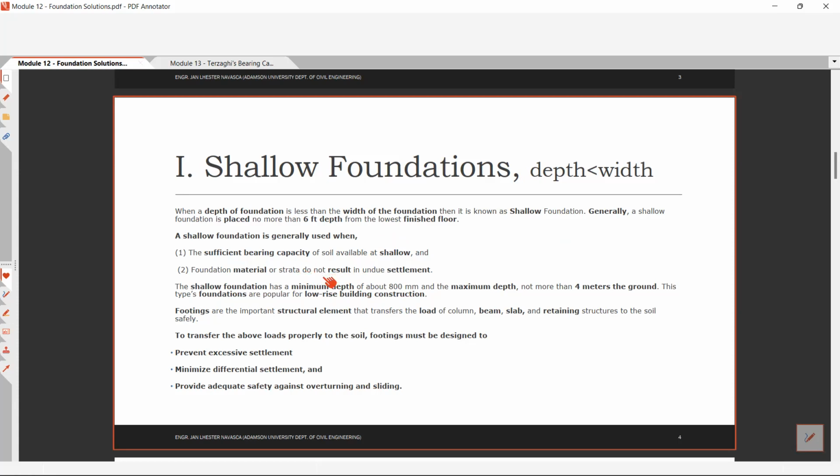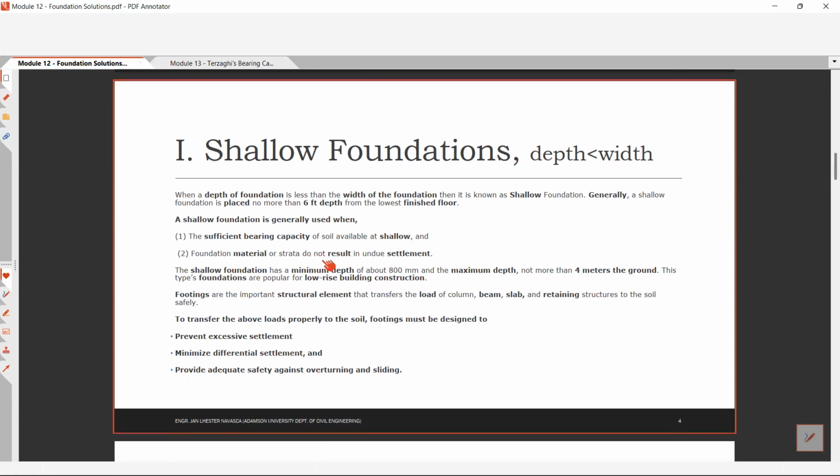Okay? And number 2 is the foundation material, or the strata, do not result in undue settlement. Okay? Ibig sabihin yung that shallow depth, hindi magre-result ng malaking settlement. Okay, so capable pa rin siya to resist that load. So number 1, sufficient yung bearing capacity. Number 2, hindi magre-result ng undue settlement.